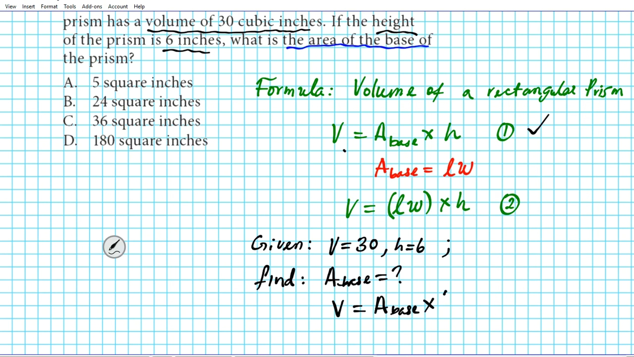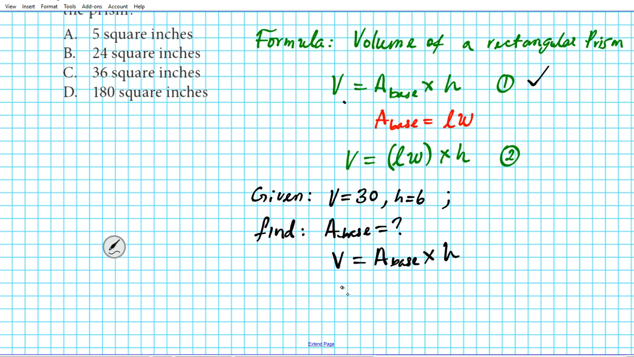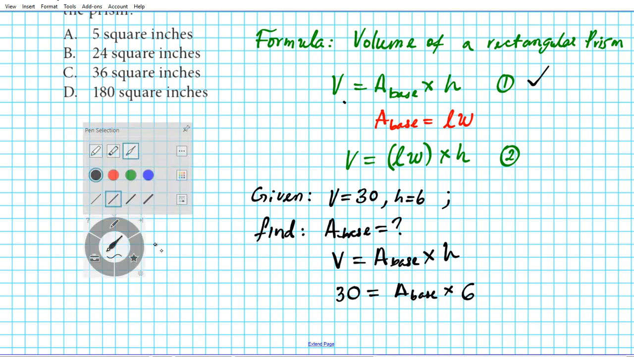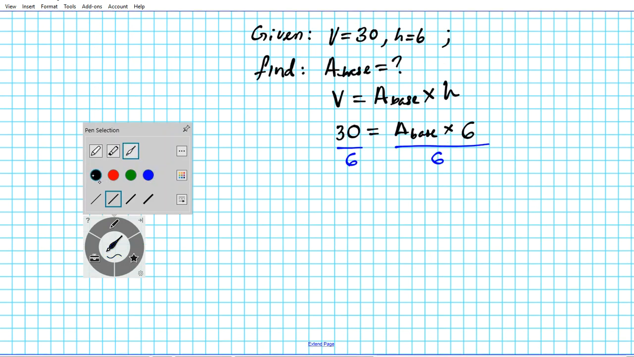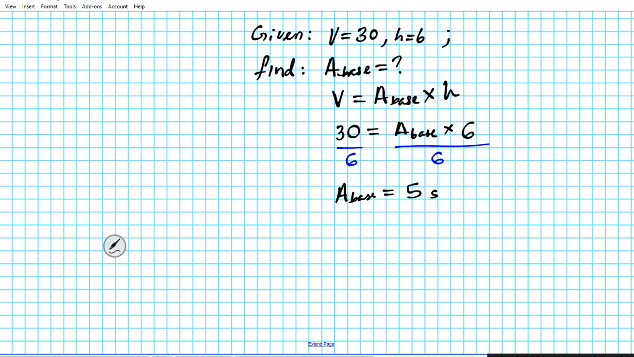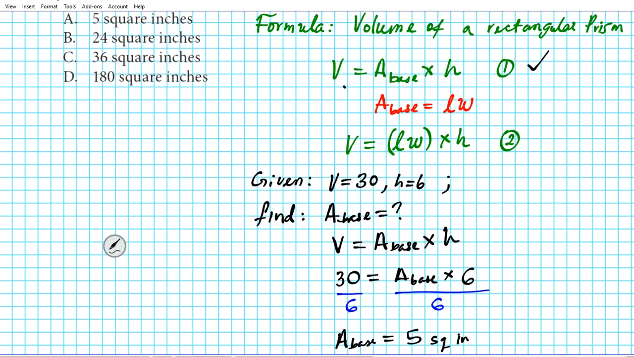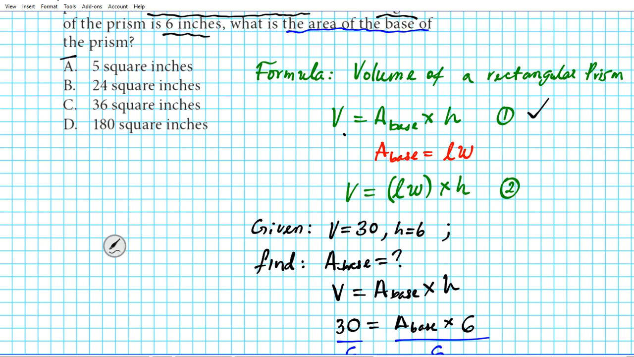multiplied by the height. Now let's go ahead and substitute. The volume is 30, which is equal to area of the base, our unknown, times the height, which is 6. Now to get area of the base by itself, we need to get rid of the 6. So what we'll do is do the inverse operation, which is division. So we divide both sides by 6. And that gives us the area of the base, which is equal to 30 over 6, 5 square inches. Sorry, it's a square. 5 square inches is the dimension of the area of the base. So answer to question number 10 is option letter A.